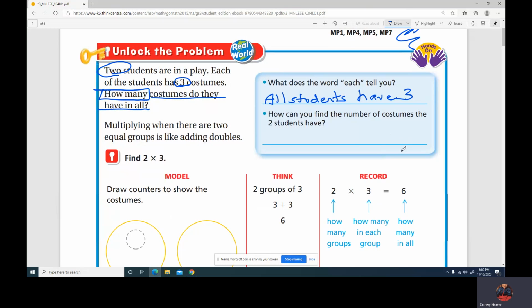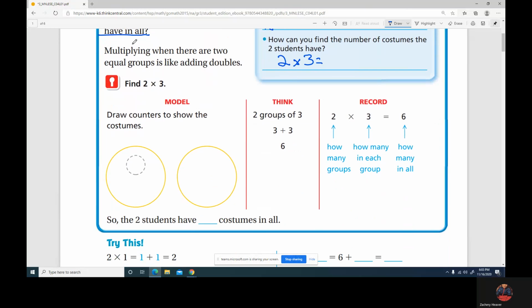How can you find the number of costumes that each student has? We know that there are 2 students, and we know that they each, so both of them equally, have 3. So 2 times 3. That's how we're going to find it. They want to multiply with 2 groups by just adding double. So they want us to show counters.